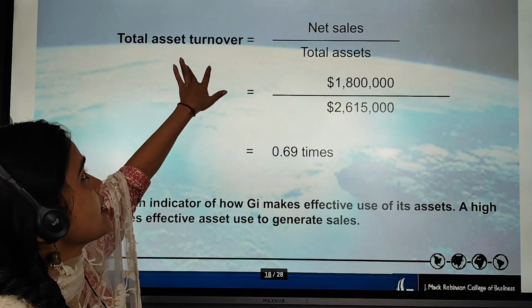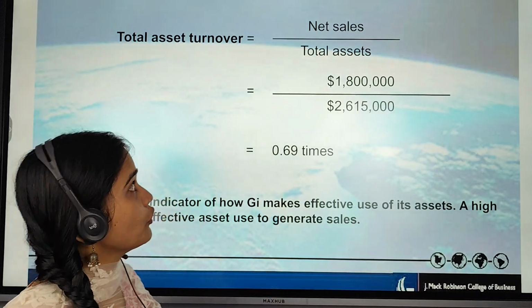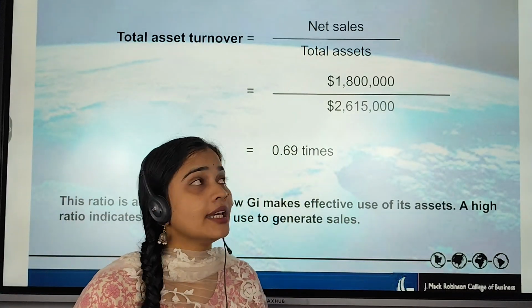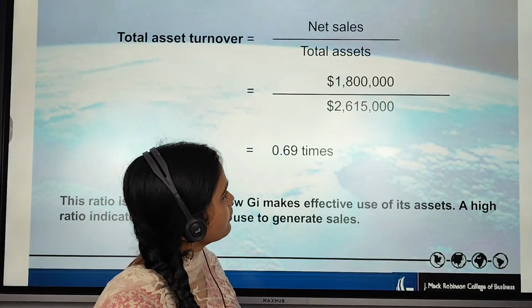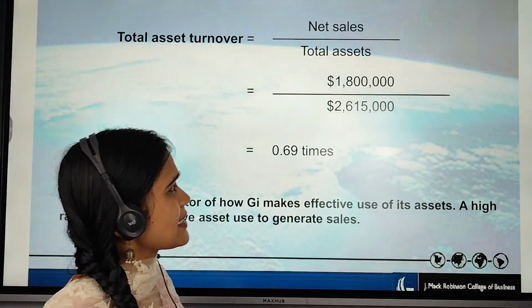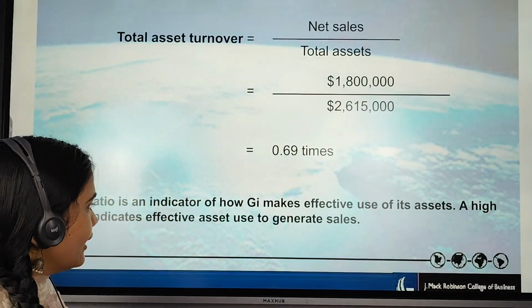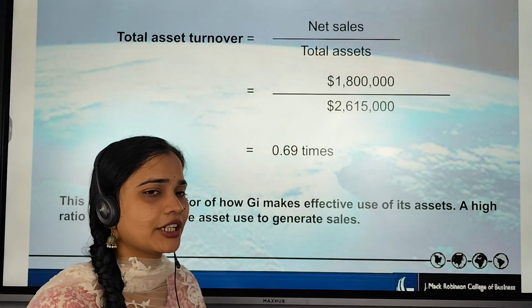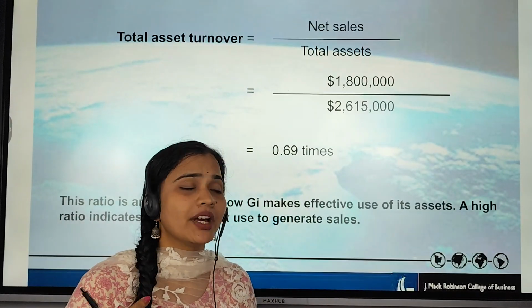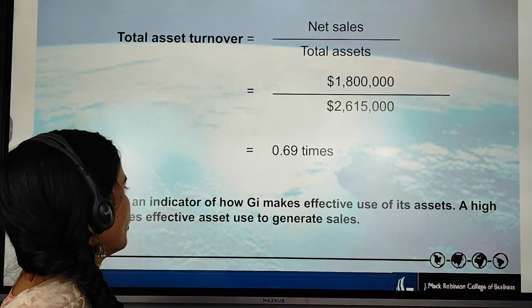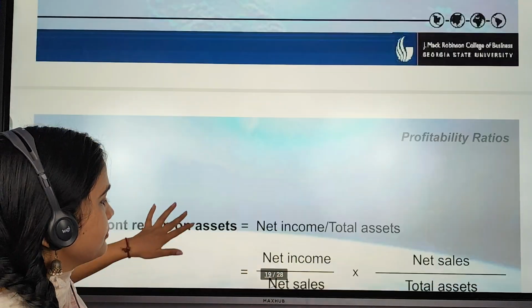The next, that is our total asset turnover. The formula for calculating total asset turnover is net sales upon total asset. Net sales is 18 lakh and total asset is our 26 lakh 15,000, and the answer is our 0.69 times. This ratio is an indicator of how effectively a company makes use of its assets. A high ratio indicates effective use of assets to generate sales.